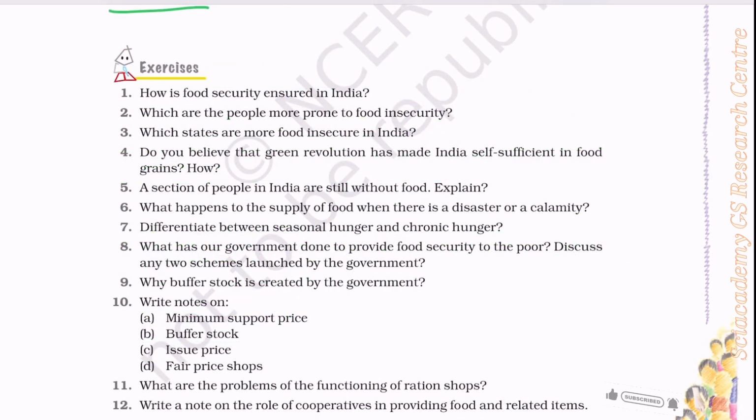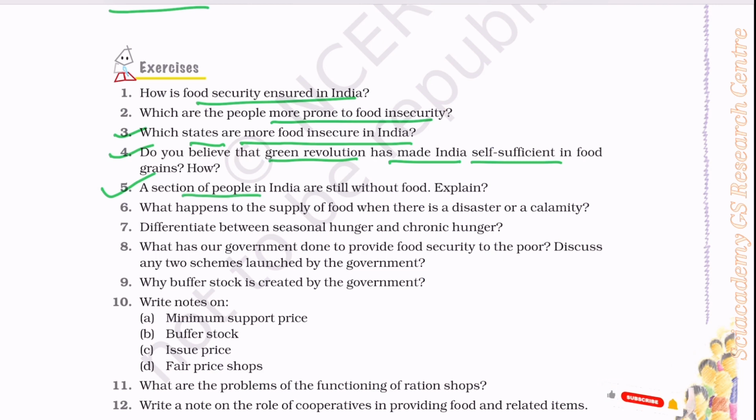Exercises. 1. How is food security ensured in India? 2. Which are the people more prone to food insecurity? 3. Which states are more food insecure in India? 4. Do you believe that the green revolution has made India self-sufficient in food grains? How? 5. A section of people in India are still without food. Explain. 6. What happens to the supply of food when there is a disaster or a calamity? 7. Differentiate between seasonal hunger and chronic hunger.